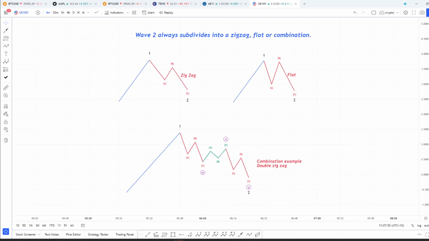Rule 5 states that wave 2 always subdivides into a zigzag, flat or combination. It's important to note that triangles cannot be in the wave 2 position. We haven't moved into combinations as yet, but as the name suggests, sometimes we get a combination of smaller corrective patterns that link together to make a larger pattern at the next degree. Combinations are marked as WXY rather than ABC, but we will cover this in more detail in future videos.